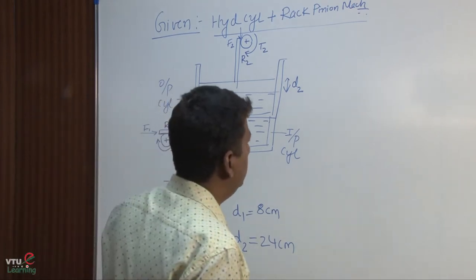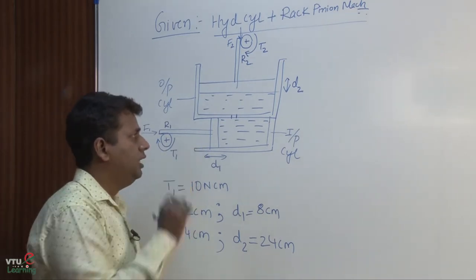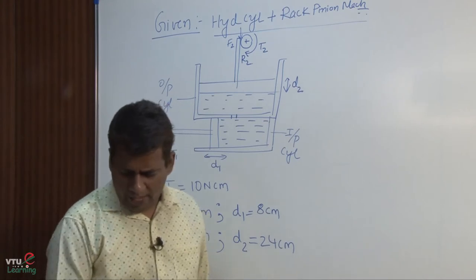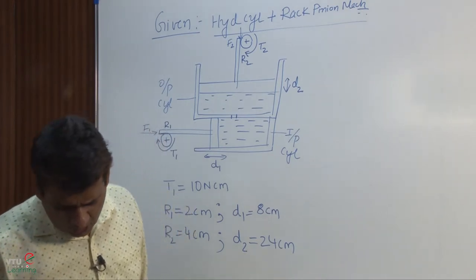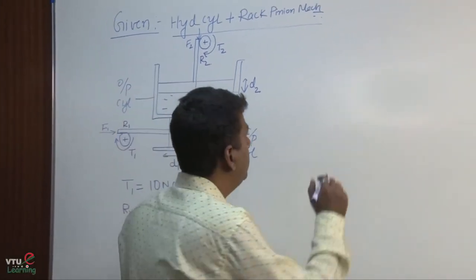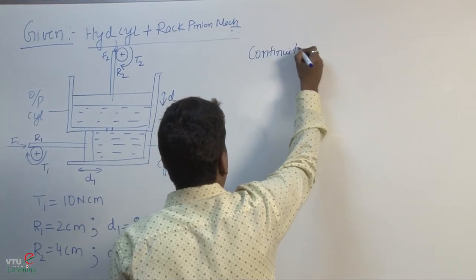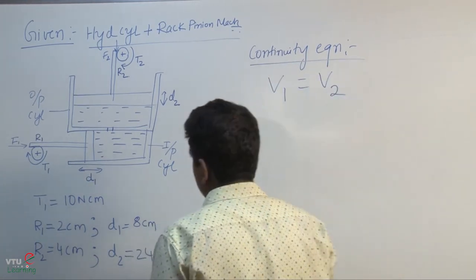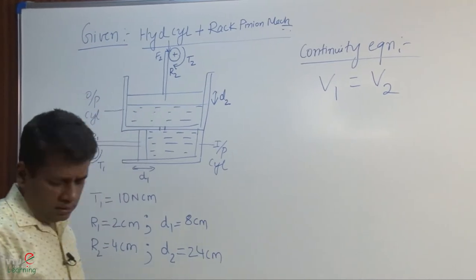Now, according to Pascal's law, at equilibrium, the pressure generated by the larger cylinder is equal to that of the smaller cylinder, so that you can apply. Also, you have one ready reckoner formula, which says that there is a definite relationship between area and distance. By the continuity equation, we can say that V1 is equal to V2. That is, the volume displaced by the small cylinder will be equal to the volume displaced by the larger cylinder.